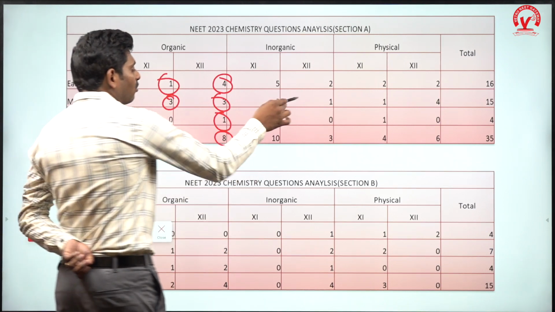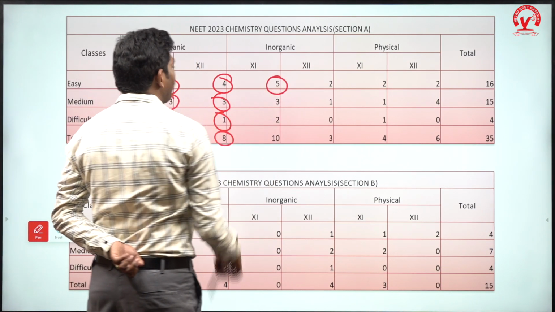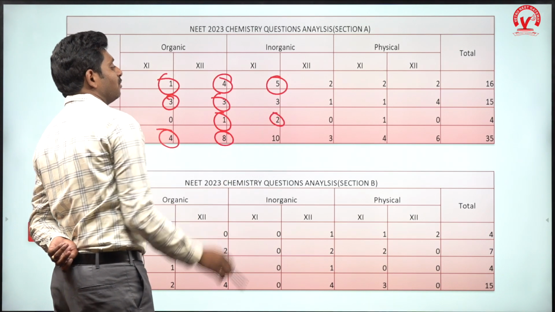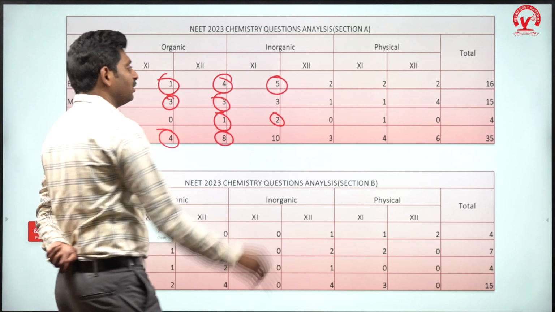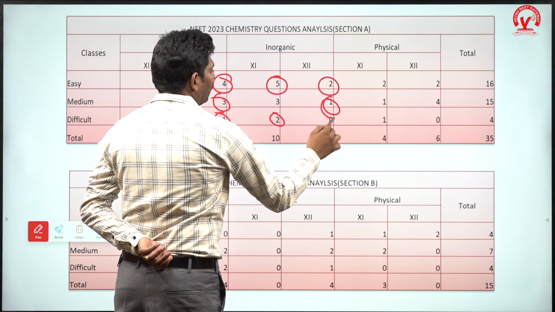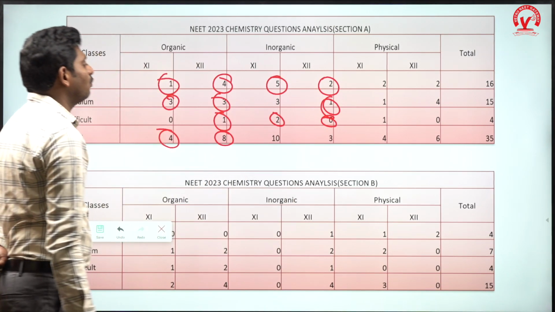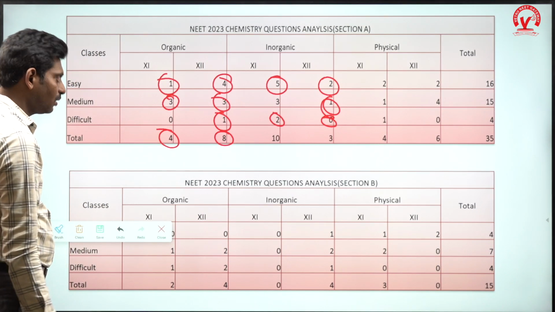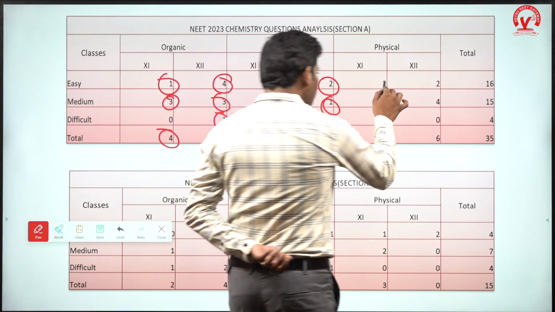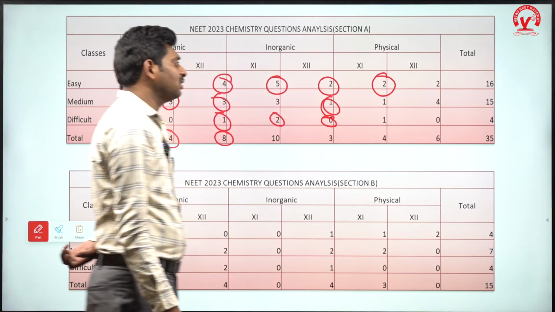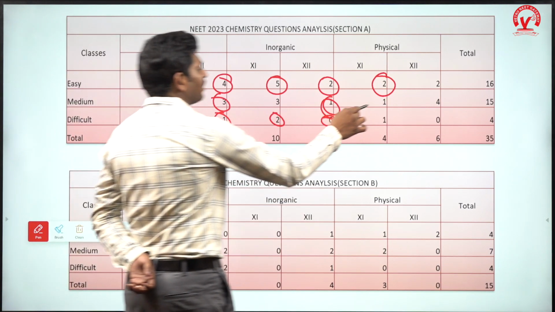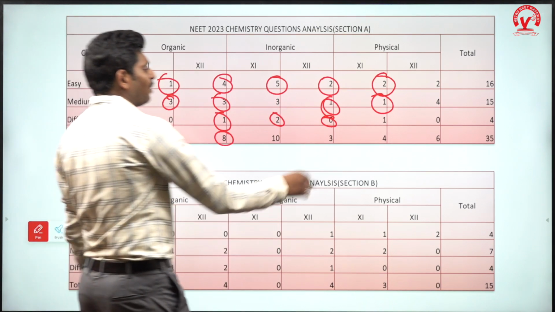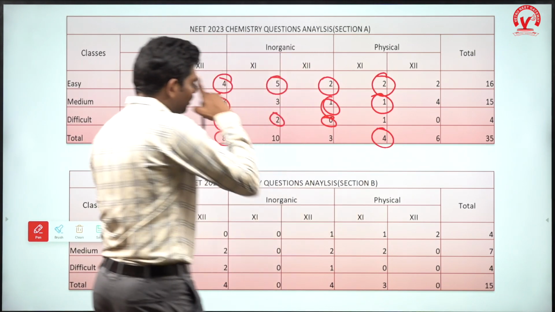And then inorganic, if you check, first 5 questions easy, and 3 questions medium, and 2 questions difficult. Then 12th portion it is 2, 1, and 0. So overall 10 questions are from 11th, and 12th part is 3 questions. And coming to physical, 2 is for 11th for easy, and 1 is for medium, and 1 question is for the difficult level. Total 4 questions is the first year physical part.